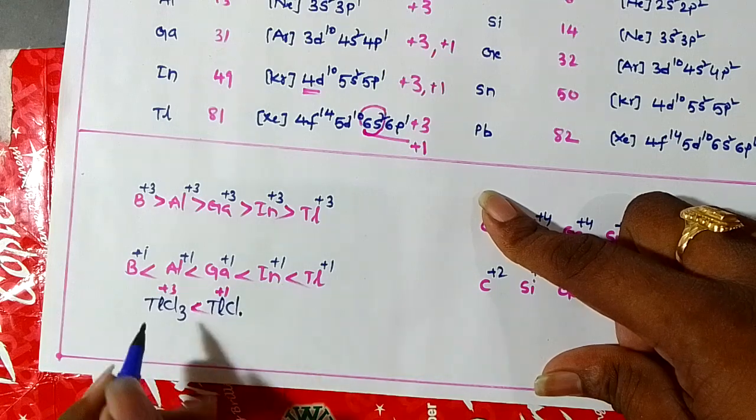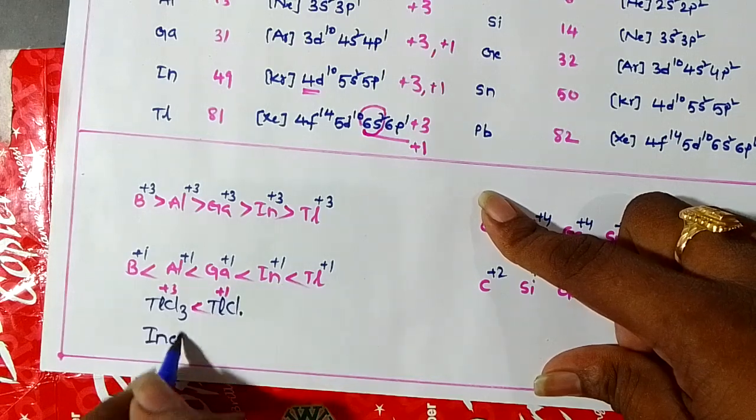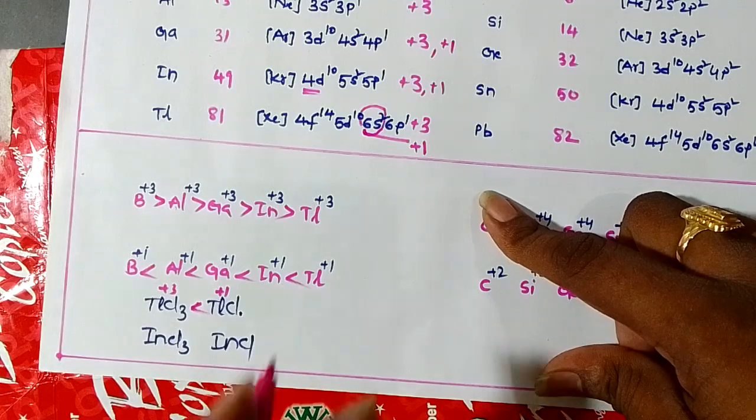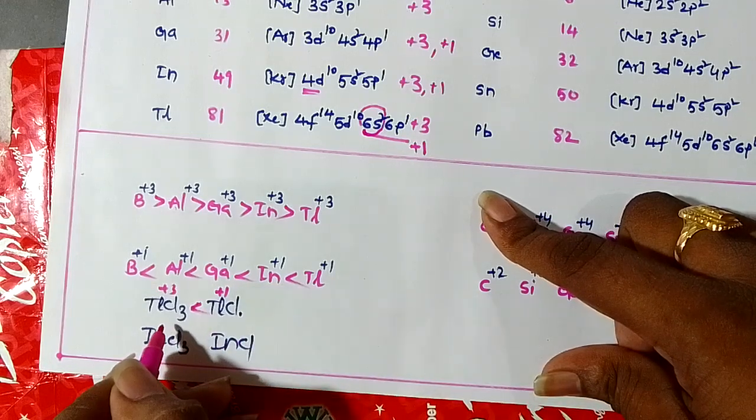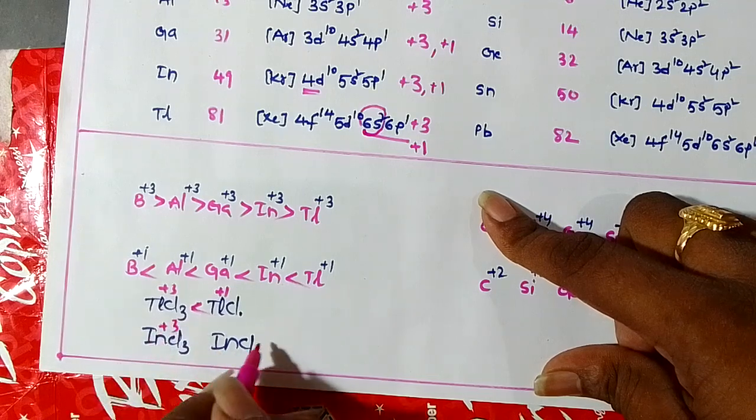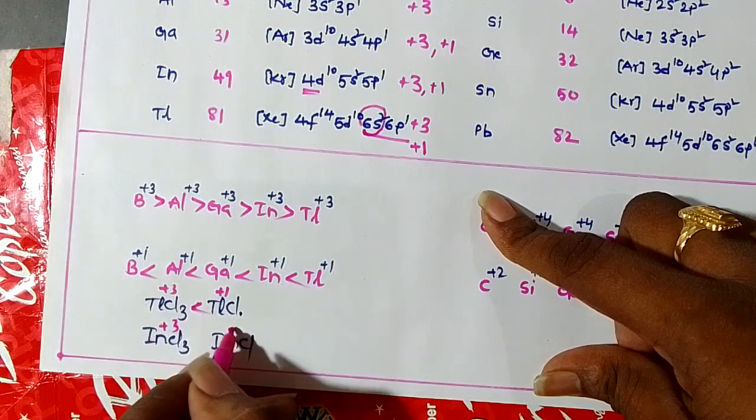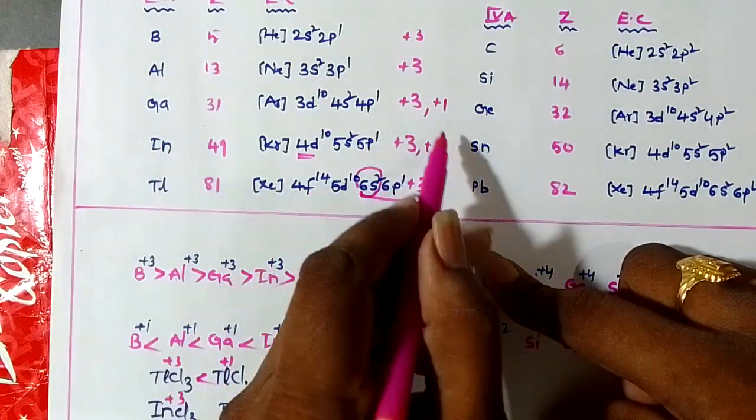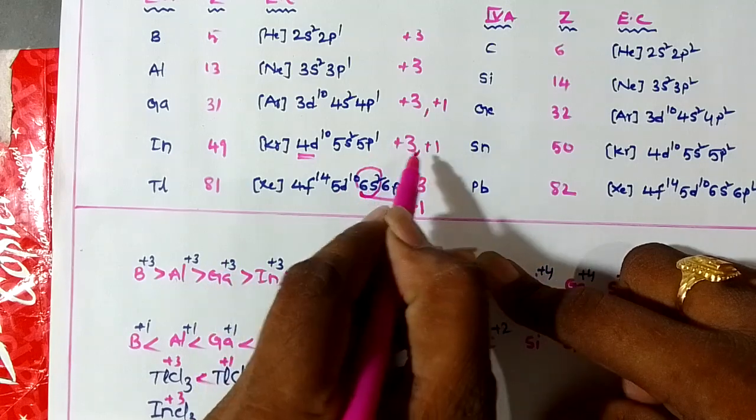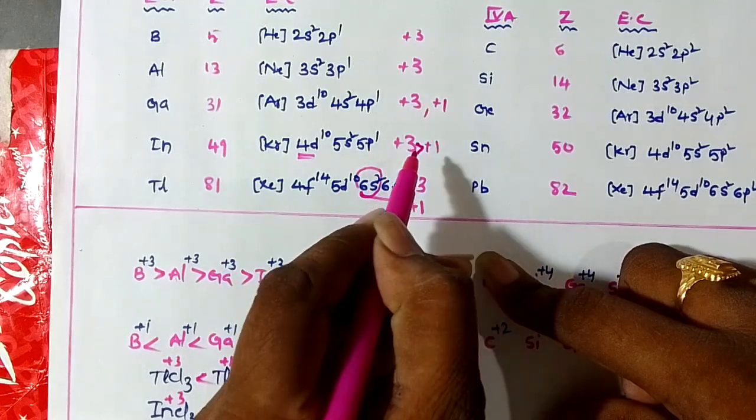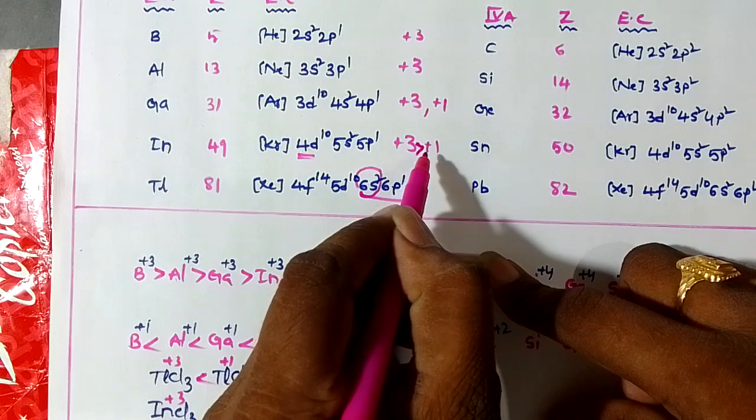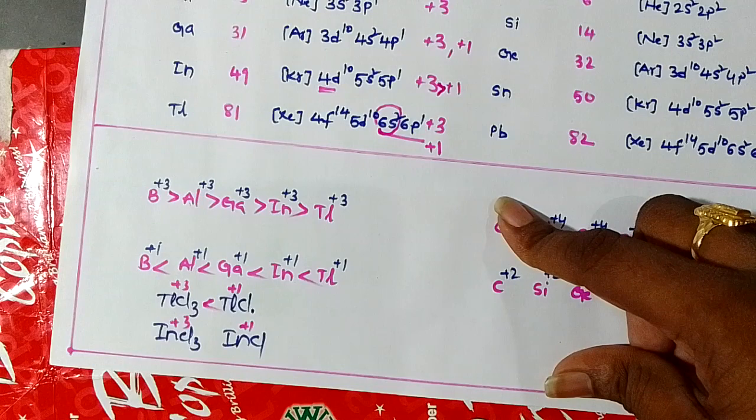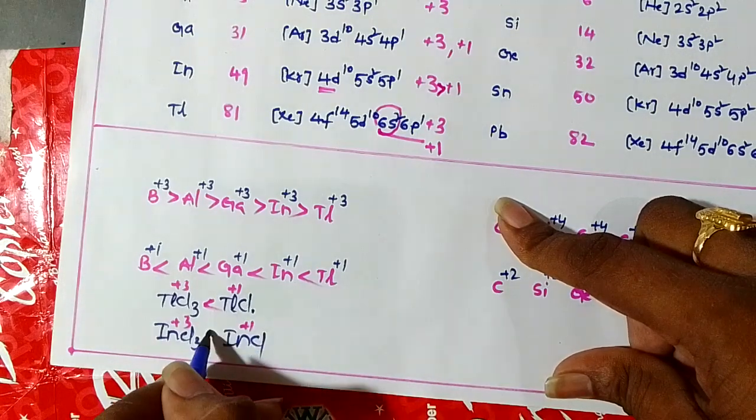Now give another example. InCl3 and InCl. So which compound is more stable? In InCl3, the oxidation state of indium is +3. In InCl, the oxidation state of indium is +1. In these two oxidation states of indium, which is more stable? The +3 oxidation state is more stable, because the inert pair effect is less compared to thallium. So that's why the most stable compound is InCl3.